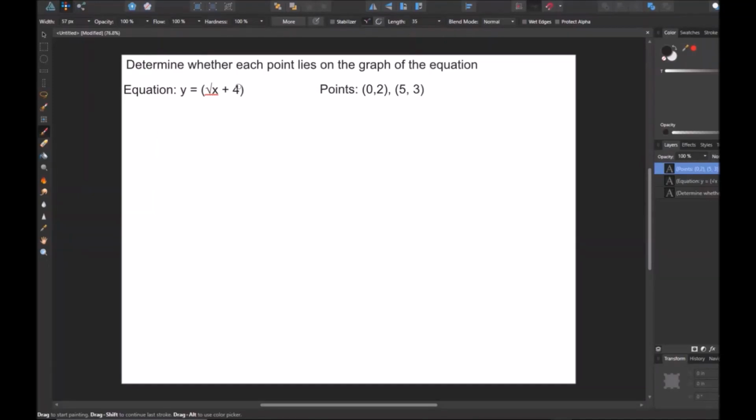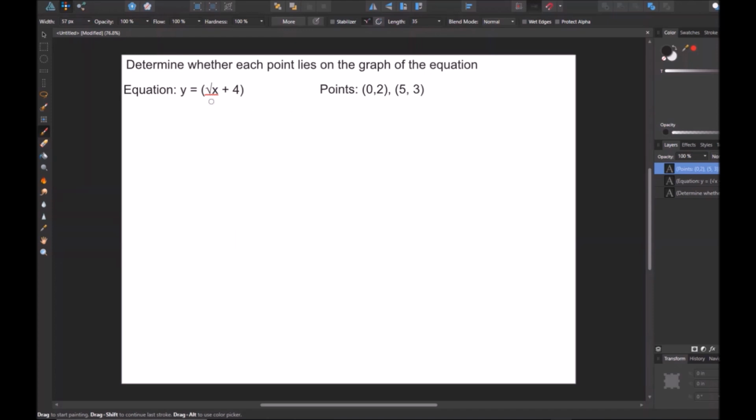Okay, so in this next problem we are asked to determine whether each point lies on the graph of the equation, and the equation we're given is y equals the square root of (x plus 4), and I put the whole thing in parentheses to indicate that the square root is going over x and the plus 4. And the points we're given are (0, 2) and (5, 3).